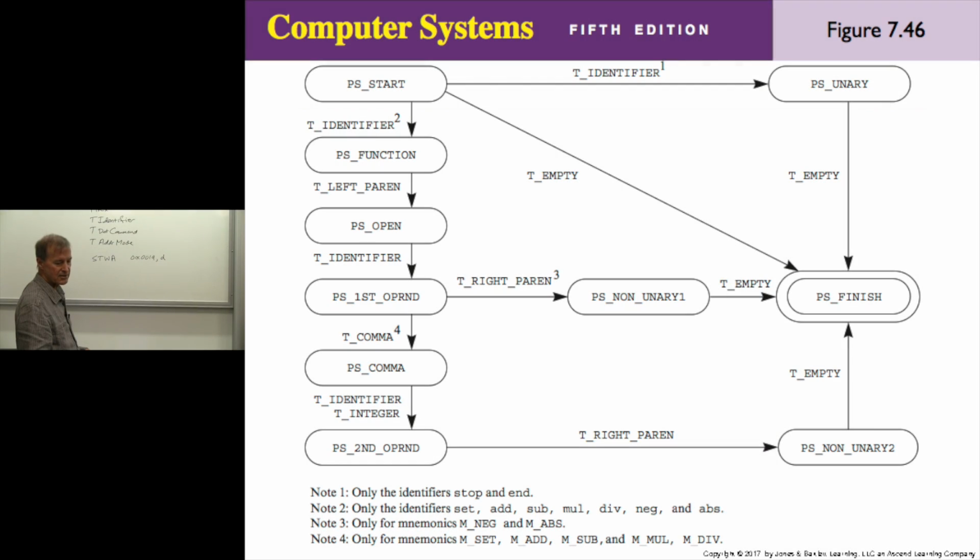Now let's take a look at one feature here in Figure 7.46. The only way we can get to a valid end is if we have empty. Notice that our PS finish only has transitions to there on the empty token. So the empty token would take you to finish. Now, okay, does everybody see how to do your homework for tomorrow now?